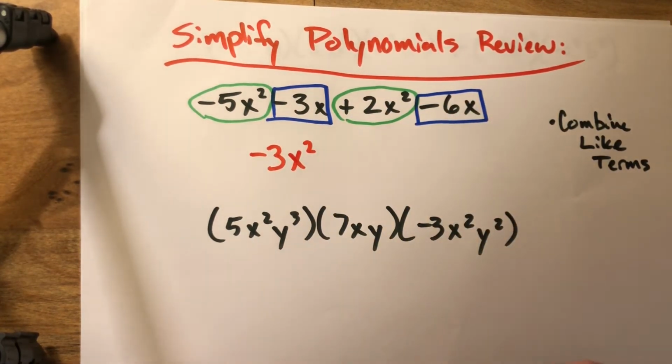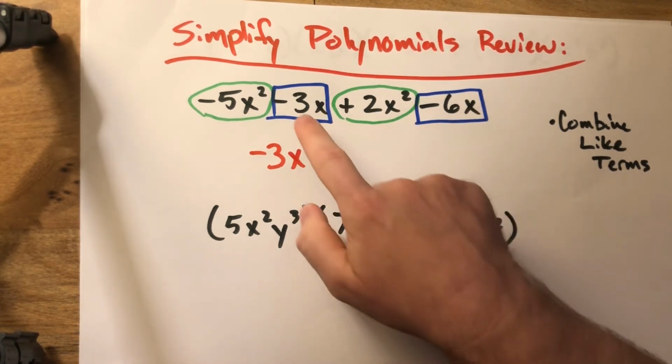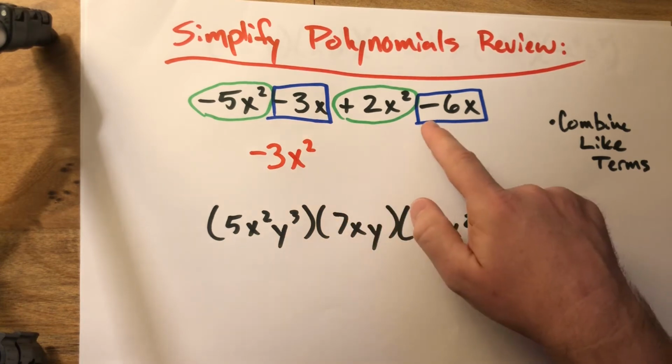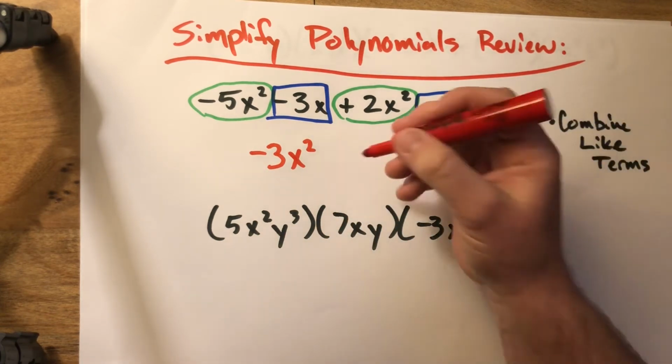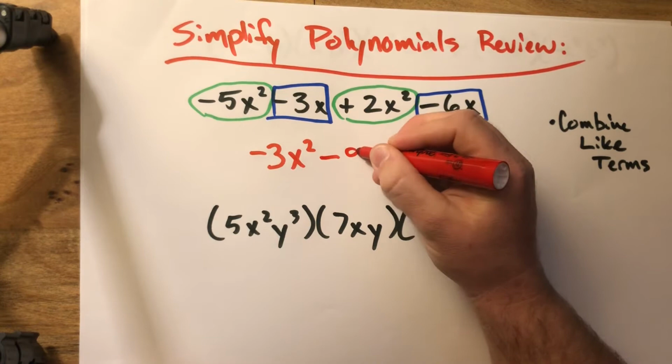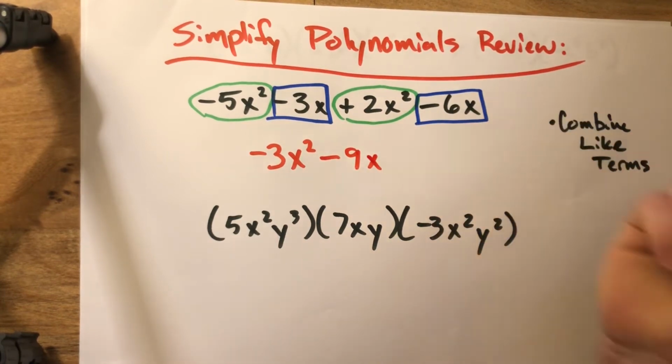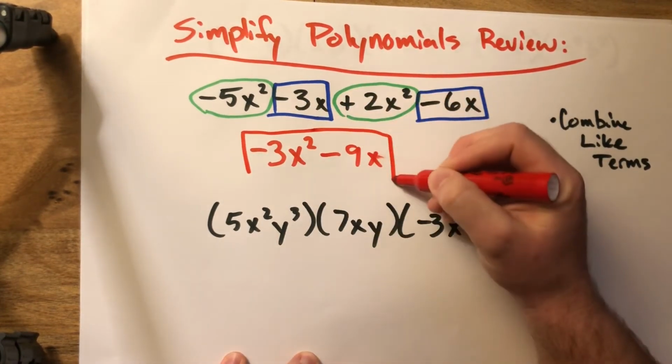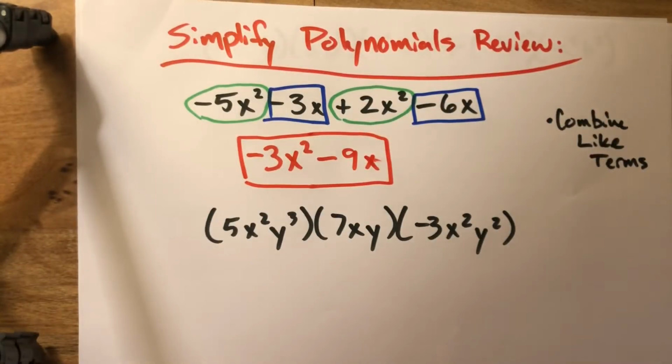That probably sounds really familiar. Then looking at just the x terms, if I have negative 3x's and negative 6x's, we can combine those to negative 9x. And that's simplifying by combining like terms.